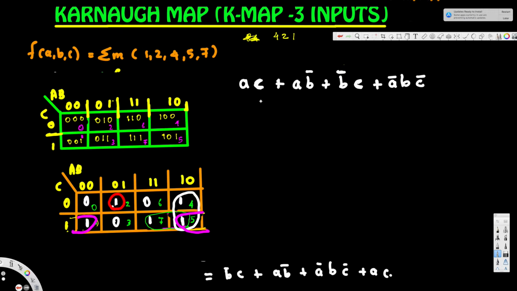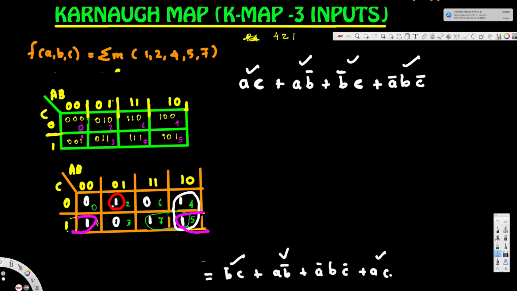Now let's compare the answers. AC, AC. This one we got from the Boolean algebra expression, and this one we got from the K-map. AC, AC. And then we have A, B bar here, A, B bar here. And B bar C, B bar C. And then here we have A bar, B, C bar. A bar, B, C bar. So you can see this is much simpler than this one. For the Boolean algebra, sometimes you might make mistakes too, like you cannot see things. But for the K-map, this is much simpler and easier.